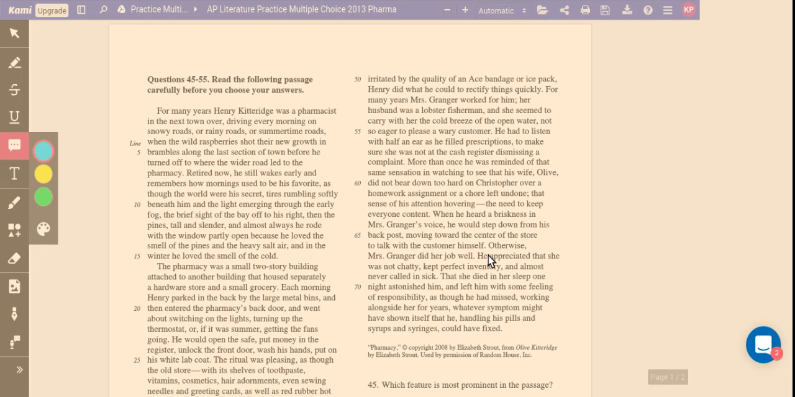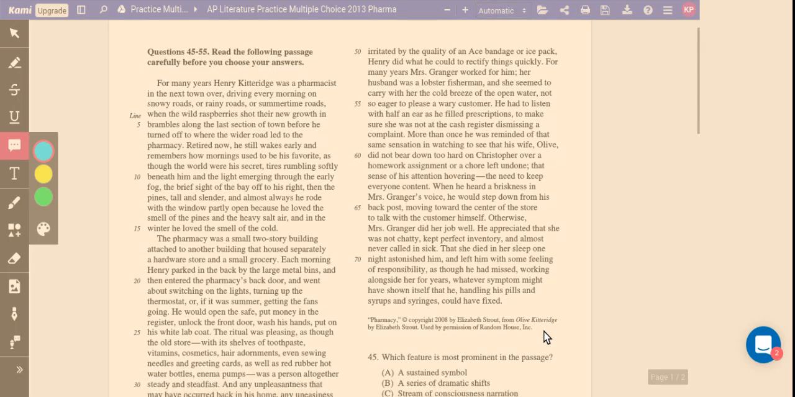But then it also talks about at the very end that she died in her sleep one night, and that astonished him and left him feeling responsible, as though he had missed, working alongside her for years, whatever symptoms might have shown itself that he, handling his pills and syrup and syringe, could have fixed. So at the very end, we hear that he feels guilt over not being able to prevent her death.